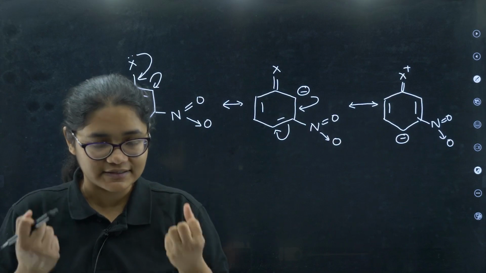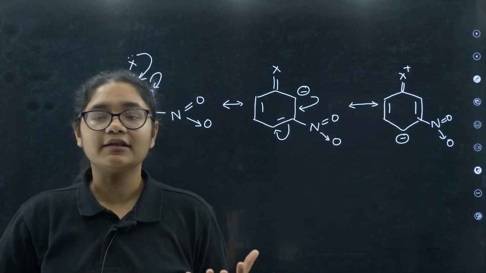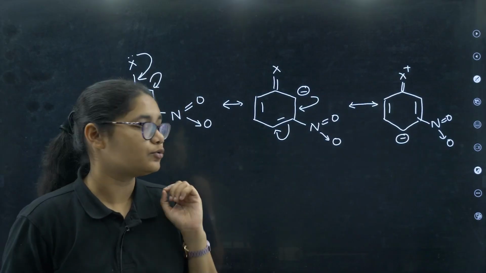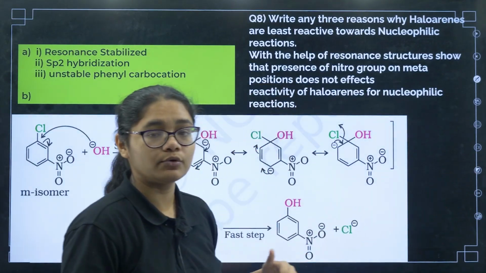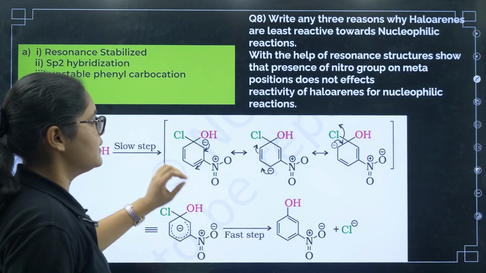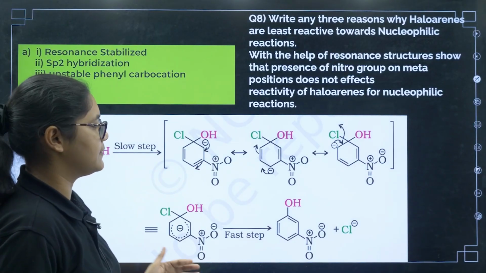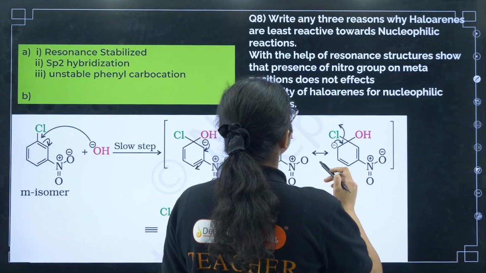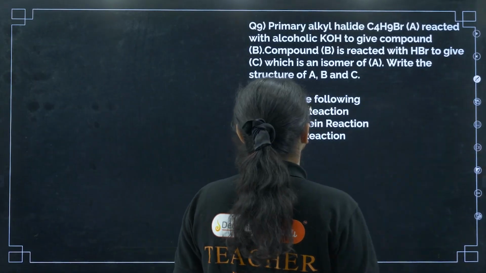It does not reduce the electron richness, and the nucleophile will not attack if the NO2 group is in the meta position. The nucleophile can attack only if the NO2 group is present in the ortho and para positions. Here the resonating structures are given, the same thing which we have drawn. Now we'll go to the next question, number 9.